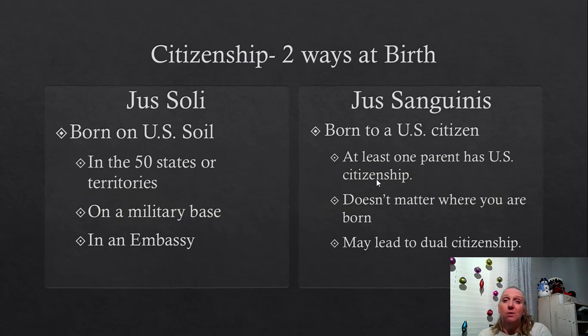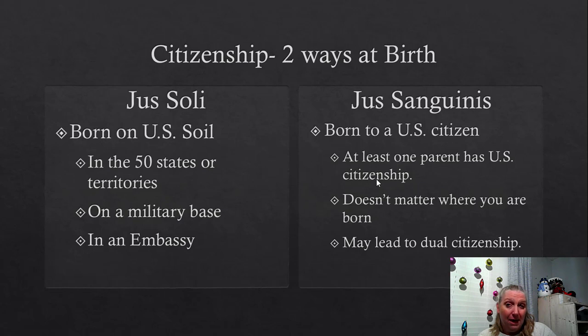But then there's a second way in the United States called jus sanguinis, which is by blood. So if you are born to a U.S. citizen, there are some additional requirements. If both your parents are U.S. citizens, you get it automatically. If only one is, then that one has to have lived in the United States at certain points in time.